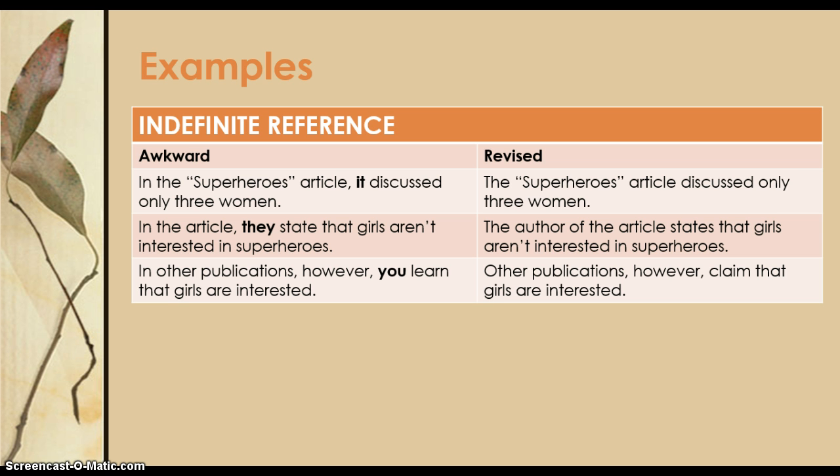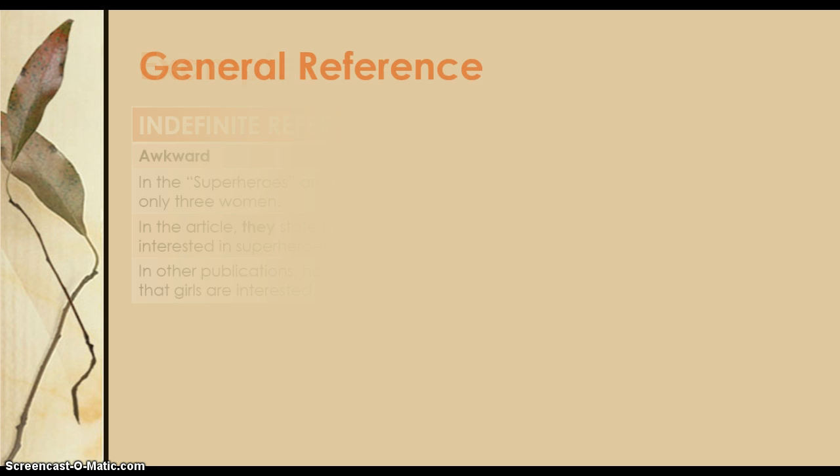Let's look at our third example. In other publications, however, you learned that girls are interested. Let's look at the revised on that. Other publications, however, claim that girls are interested. This way we've eliminated that pronoun you because it doesn't really refer to anything. It's kind of wishy-washy what it refers to. That's an indefinite reference. See how easy it was to fix those?